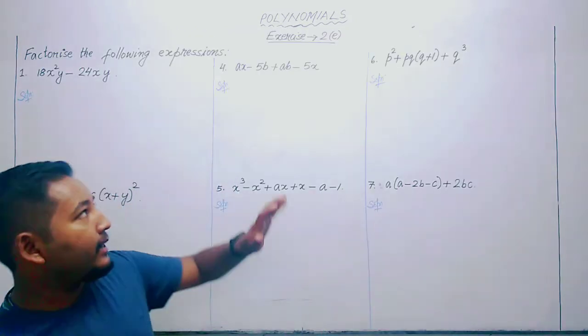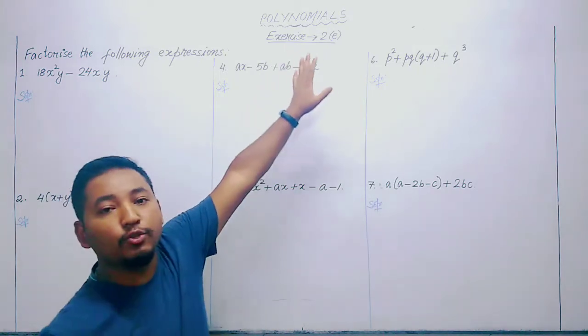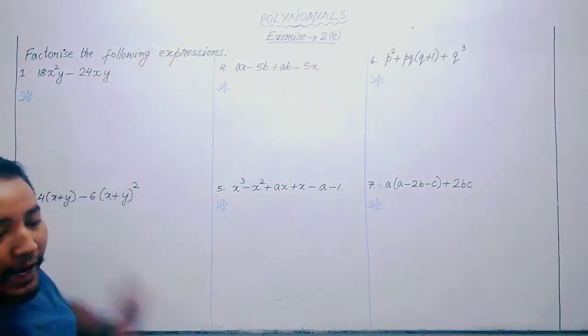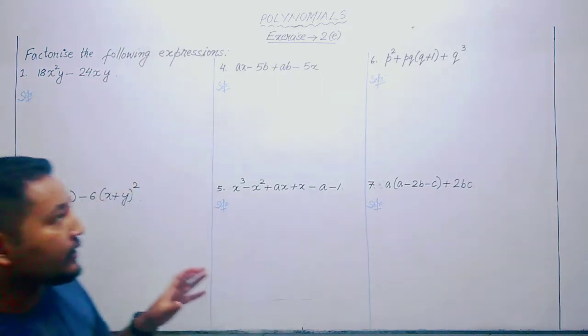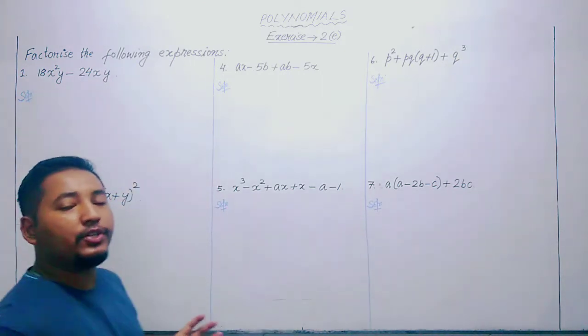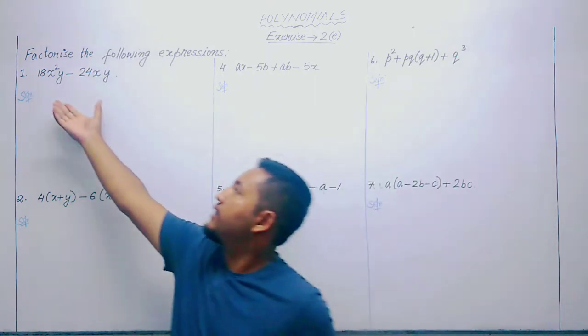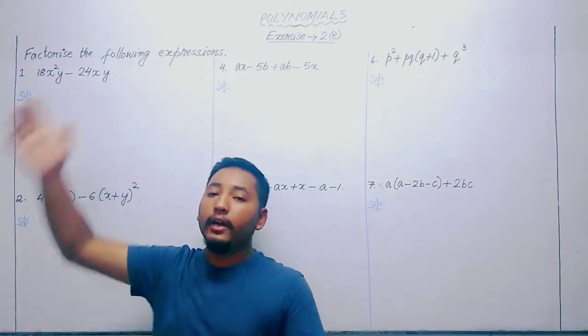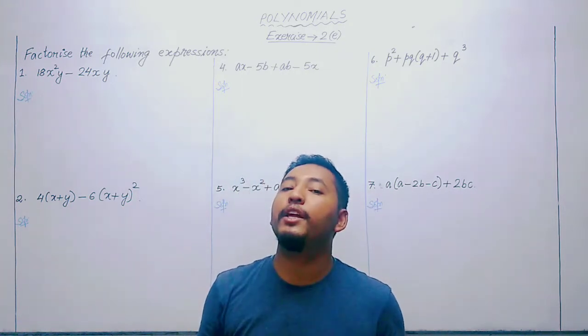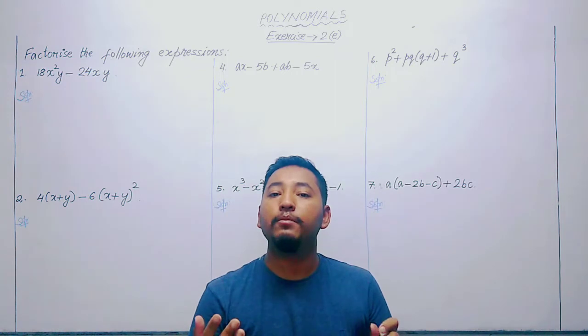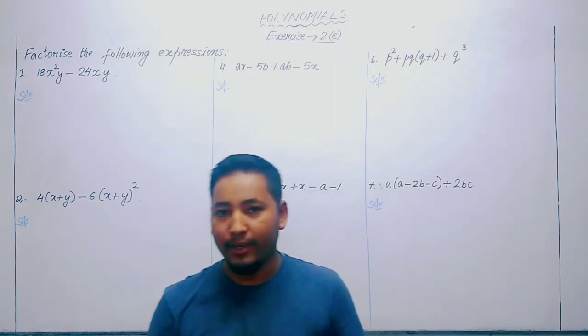Now, let us start with exercise 2E. The first question says, factorize the following expression. Here some algebraic expressions are given to you, and you have to convert each algebraic expression into a product of its factors. That is the meaning of factorize. Factorize means to write in terms of a product of its factors.